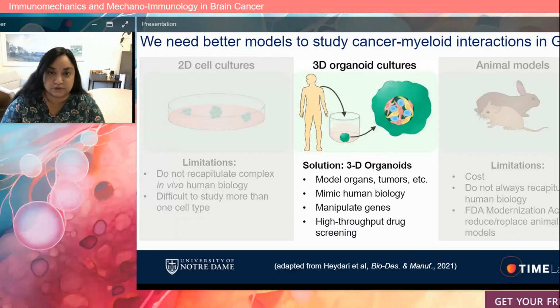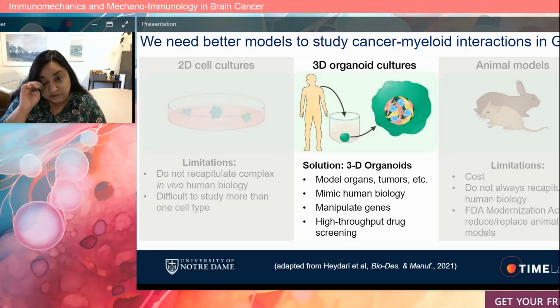But one of the ways in which researchers are trying to overcome these limitations is to move into these 3D organoid cultures. And really the only difference between an organoid and the spheroids that I showed you before is that an organoid is going to be comprised of more than one cell type. So for example, combining a cancer cell with a myeloid cell.